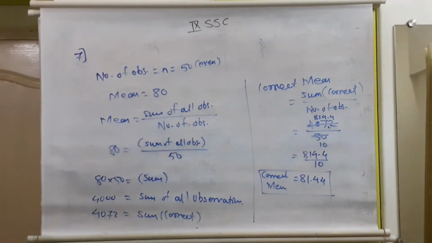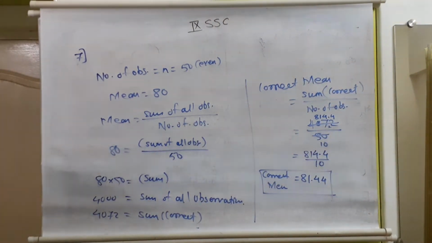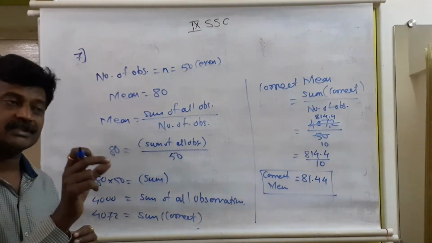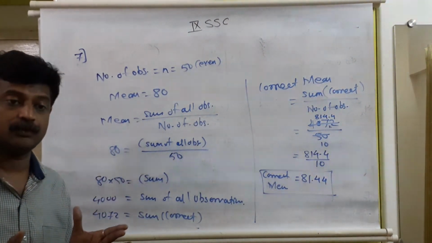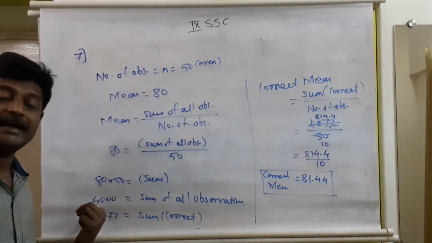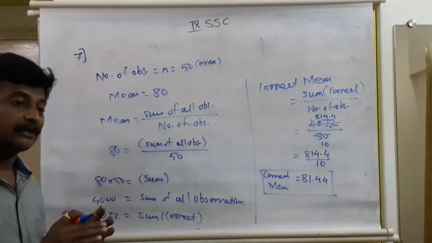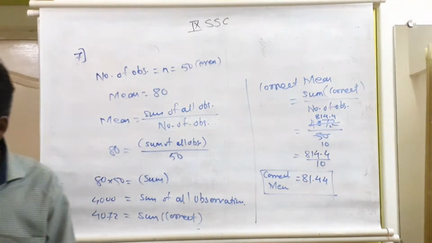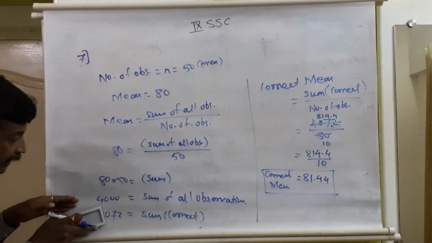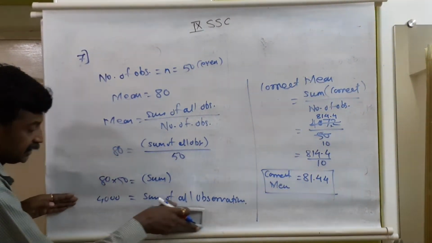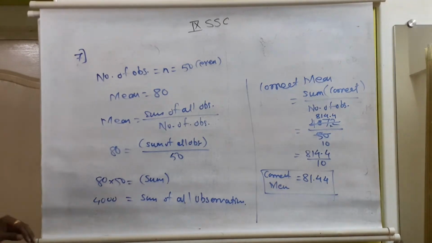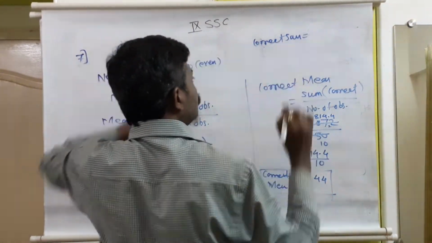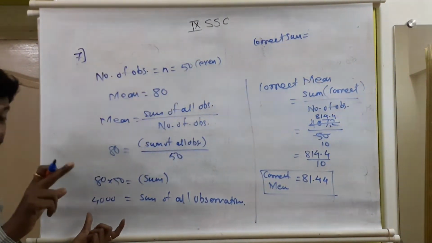Okay, this is 4000. Now this is identified that in this sum, one observation which is actually 19 is considered 91. So additional amount is added in this. Whatever additional part is added, that needs to be subtracted. So the corrected sum can be found by subtracting, not by adding. So I will write it here. Correct sum is equal to, what is the sum we had with 91? 4000.